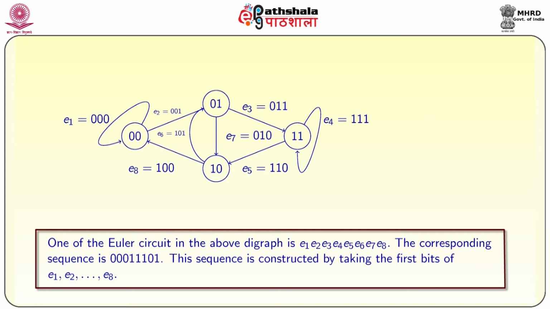So, this sequence is constructed by taking the first bit of E1, the first bit of E2 and so on, up to the first bit of E8. You can see that the first bit of E1 is 0, the first bit of E2 is also 0, the first bit of E3 is also 0, the first bit of E4 is 1. So, in that way we constructed this.